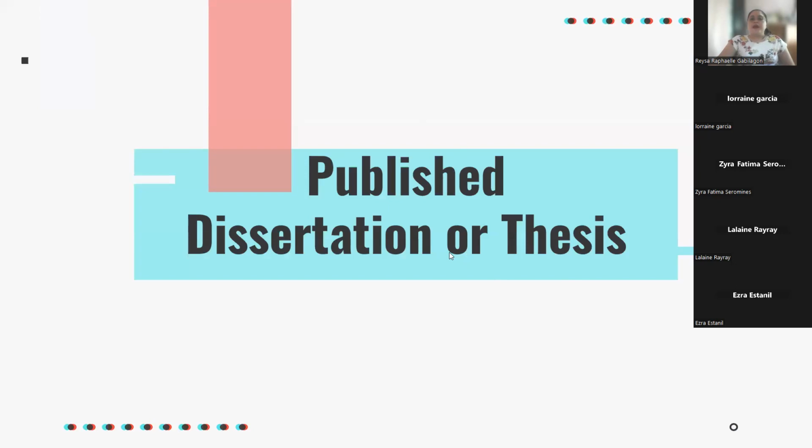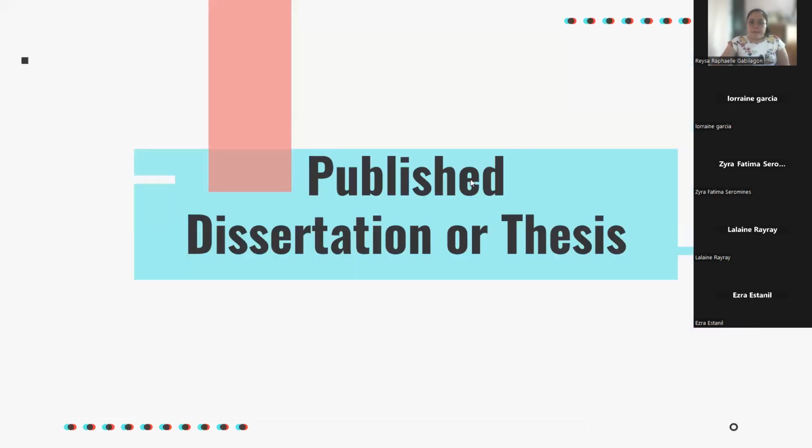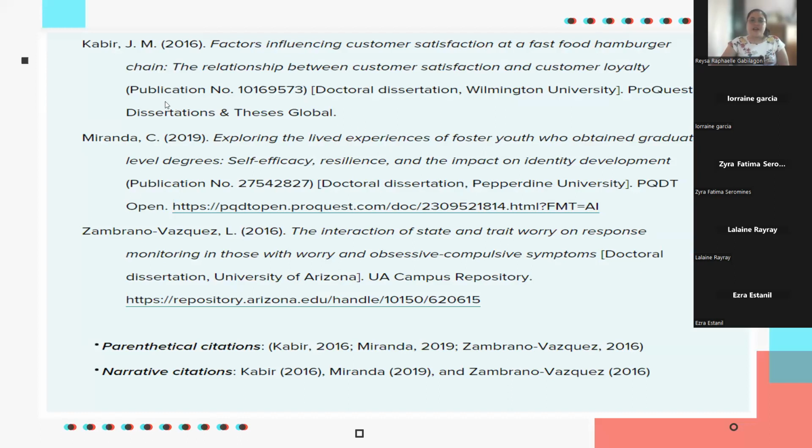Okay, now, marami tayo nito, published dissertation or thesis. Paano ba natin siya ilalagay sa references natin? This is the example here. The name or names of the author followed by the year of publication, and then followed by, in italics class, the title of the thesis or the dissertation. Okay? In italics ha. Tapos, since we are talking about published dissertation or thesis here, after the title, you have to include the publication number.